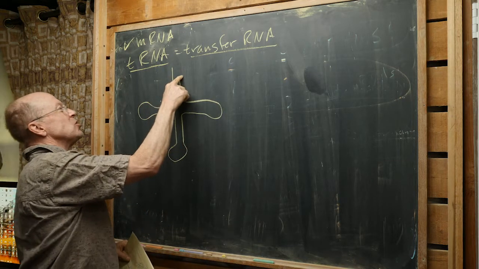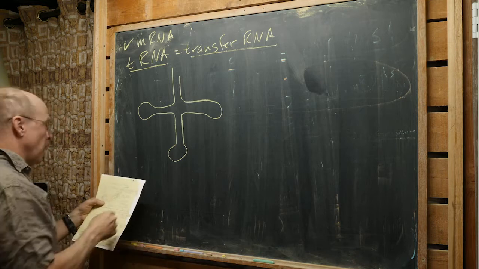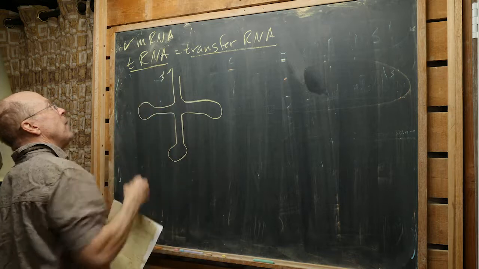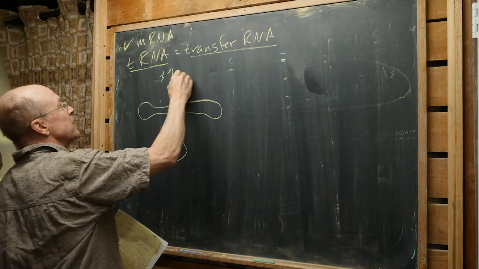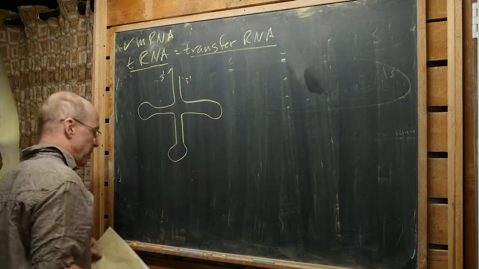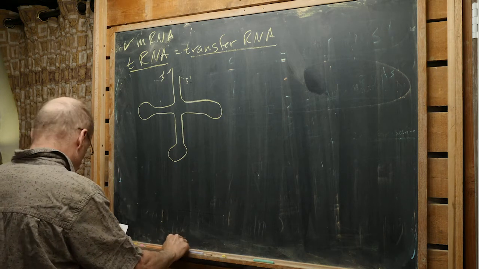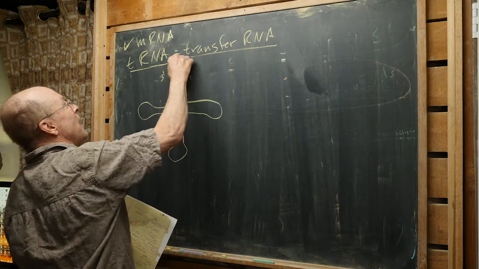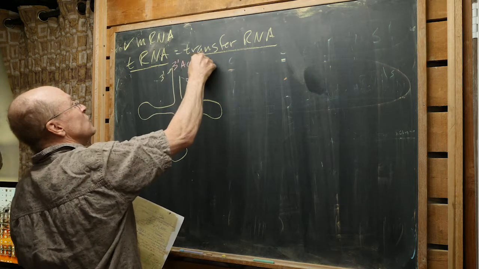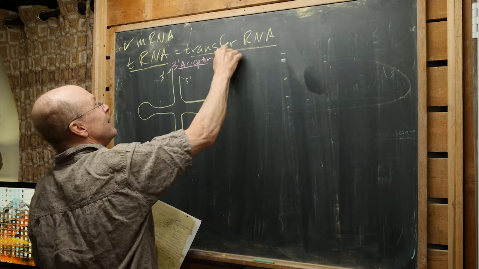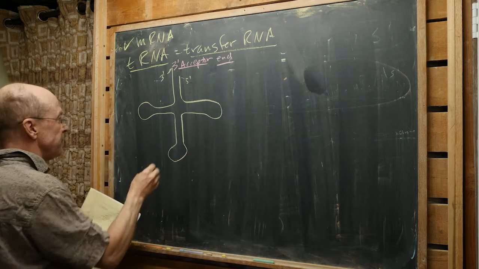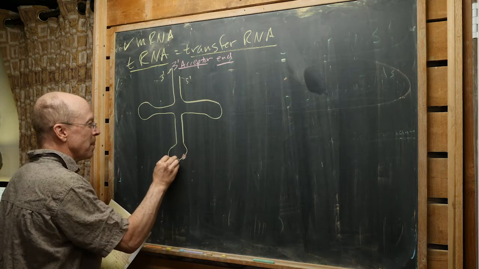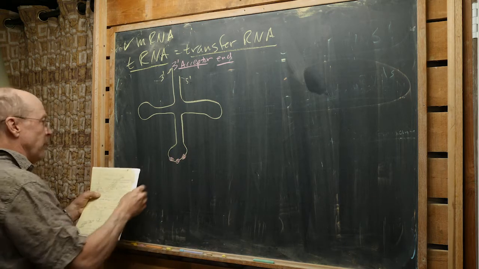Make sure that you draw a short end here. This is 3 prime, right there. Obviously, that means that this is 5 prime. This part, let's call this the 3 prime acceptor end. Down here, we're going to identify 3 parts. We'll point these out later.